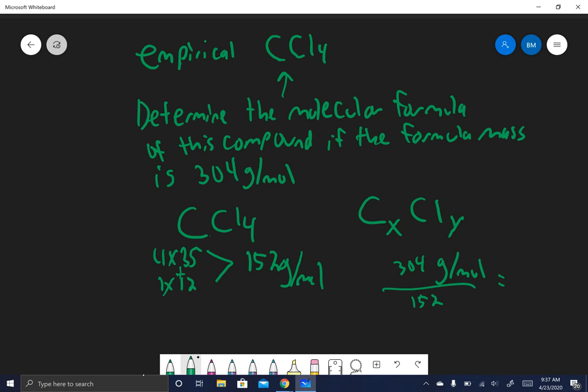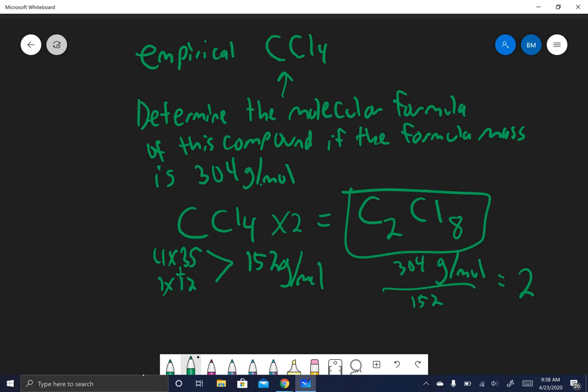The molecular formula mass is 304 grams per mole. Why? The problem gave us that, so the problem would always have to give you that number. Again, what we do is we find the mass of the empirical, 152. We know the molecular is 304, so this number is 2 times larger than 152, meaning this compound is 2 times larger. So if we multiply it by 2, that equals C2Cl8. There is the molecular formula.